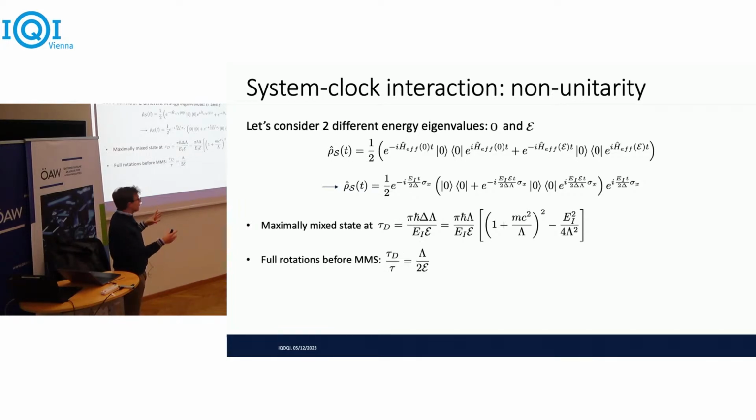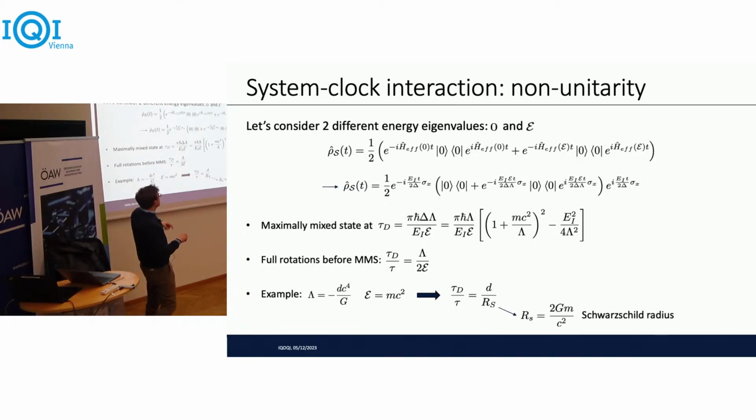Another useful parameter is the number of full rotations that the qubit can do before it gets to the maximally mixed state. And it's nice because it's expressed as a ratio of the coupling parameter lambda and the difference between the energy eigenvalues of a universe. If you insert in this lambda that gravitational Newtonian potential that I showed you before, and we put the energy gap between the two eigenstates of the system as Mc squared, we find that this parameter is just the distance between system and clock divided by the Schwarzschild radius of the qubit. And it's funny that these relativistic things pop out here.